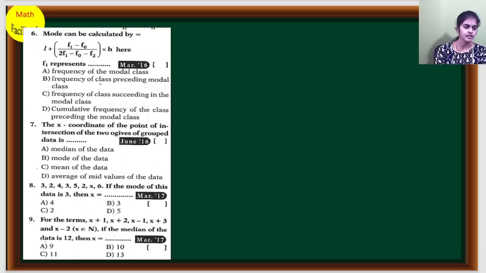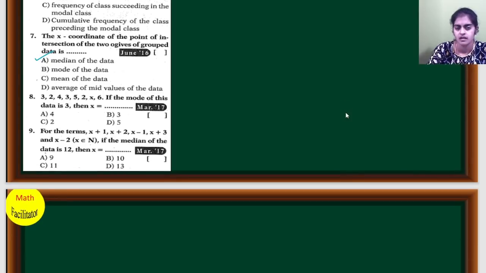It is a polyset level question, but sometimes you'll have to prepare for all the questions, isn't it? So mode is given to you and they're asking you F1. F1 is the frequency of modal class. The coordinate of the points of two ogive curves, it is not there for you, but the intersection of the two ogive curves is median. Find the mode. I hope you will do this.